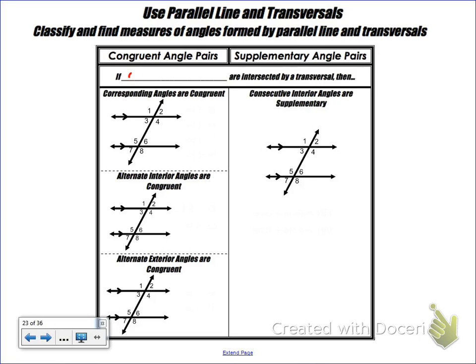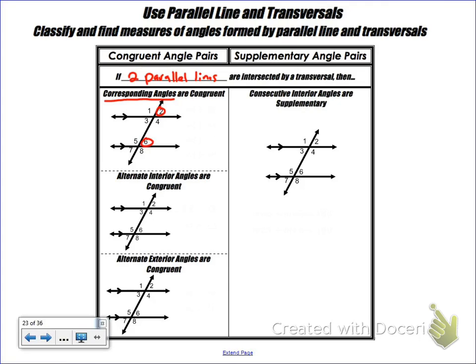So one of two things is going to happen. If two parallel lines are intersected by a transversal, then we're going to have either congruent angle pairs or supplementary angle pairs. Okay, so first we talk about our corresponding angles, and corresponding angles are going to be congruent. So remember, we've got a pair of corresponding angles right here. Angle 1 and angle 5 would be congruent.